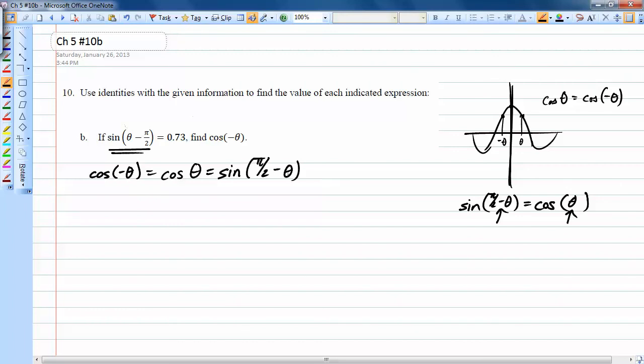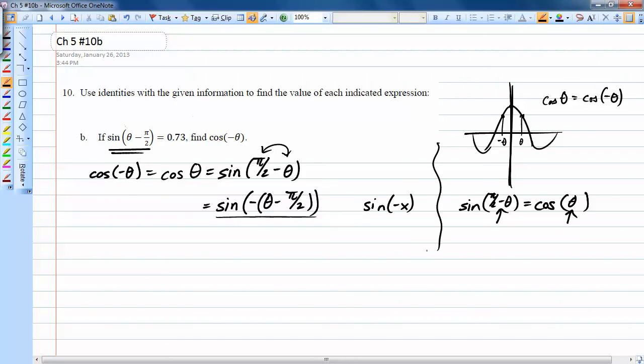So one of the ways I can switch these around, because that's what I need to do, I need to switch these around. That's the same thing as saying sine of negative, whoops, theta minus pi over 2. Right? Think about if I distribute that negative sign, you're going to get a positive pi over 2 and a negative theta, which is what's in the previous step. Well, this is really a complicated way of looking at something like that, sine of negative x, right?